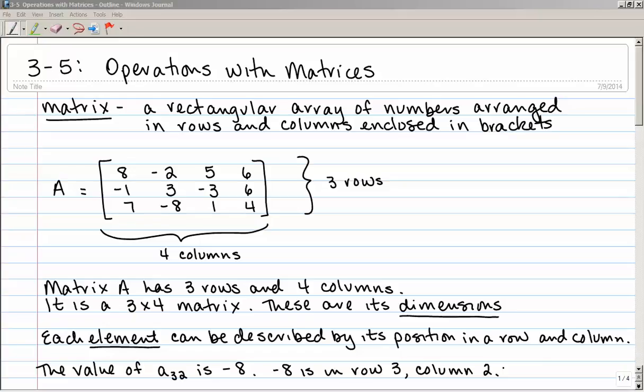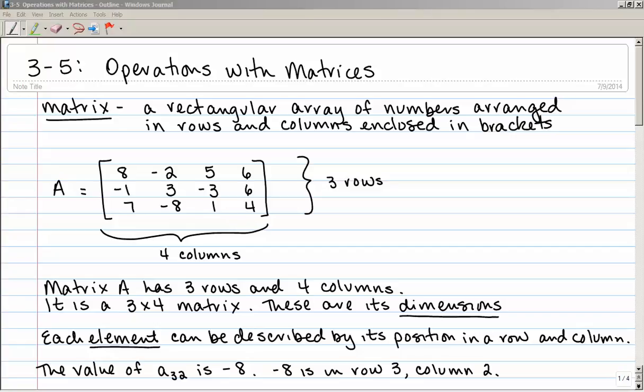Section 3.5 is operations with matrices. A matrix is a rectangular array of numbers arranged in rows and columns and enclosed in brackets. This is matrix A. It has 3 rows, and the rows go across, and it has 4 columns, and the columns go up and down. We say that this is a 3 by 4 matrix. These are its dimensions, so it's the number of rows by the number of columns.